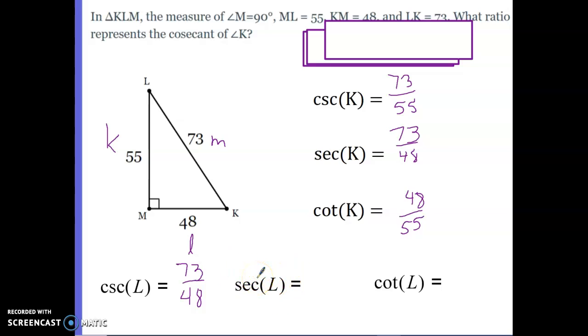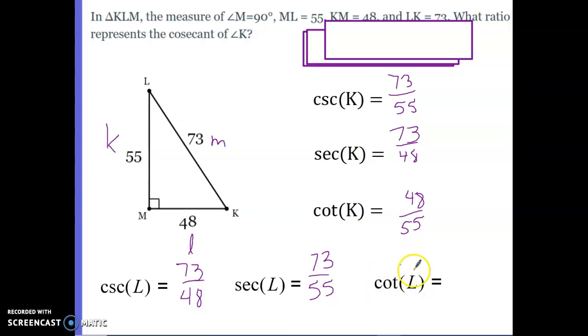All right, secant of L. What's secant the reciprocal of? All right, secant is the reciprocal of cosine. Cosine is adjacent over hypotenuse. So secant will be hypotenuse over adjacent. All right, so come to angle L. The hypotenuse is 73. And the adjacent, the one that is next to but not the hypotenuse, is 55.